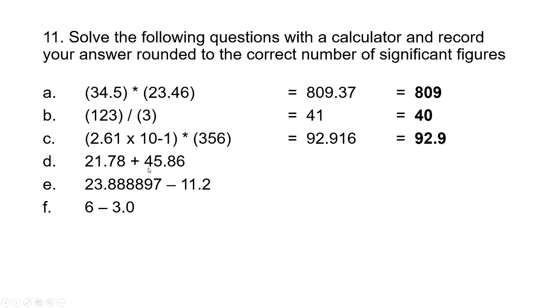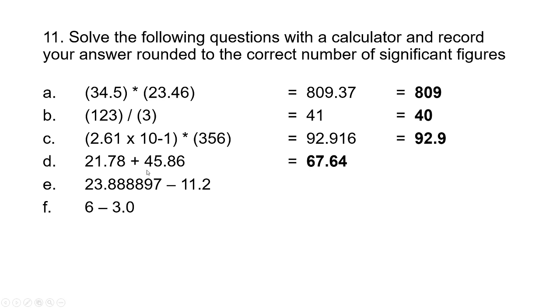Now, when you add or subtract, the rules are a little bit different. You want to have a number that's as accurate as your least accurate measurement. So I want to report the lowest number of digits, not significant digits, just digits, that come after the decimal. So when I add these two numbers together, I get 67.64, and I look at what comes after the decimal.